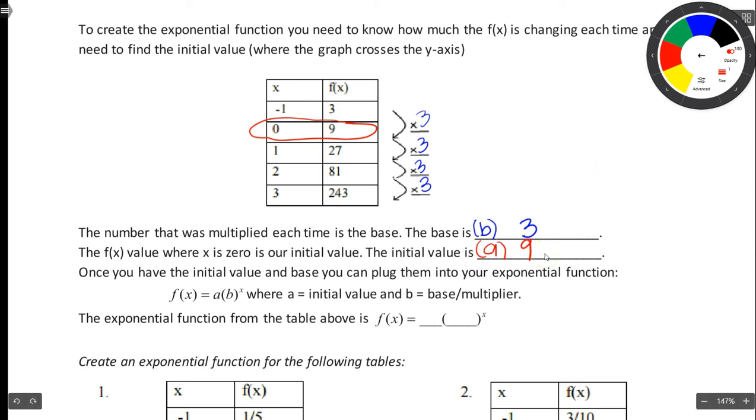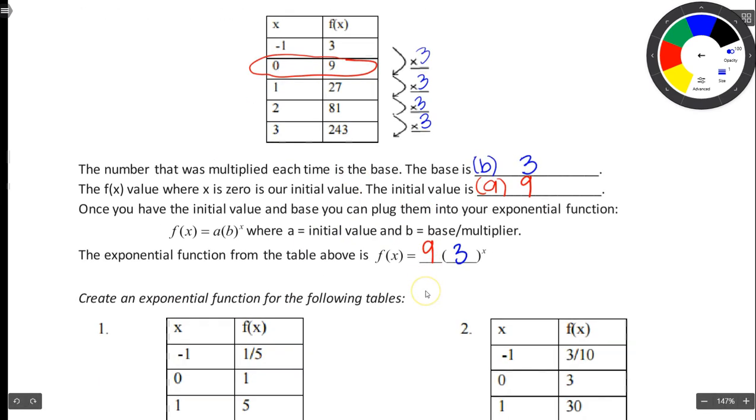Once you have your initial value and your base, you can plug them into your exponential function equation. Your general formula for an exponential is f of x equals a times b to the x power, where a is your starting value, your initial value, and b is your base or your multiplier. So the exponential function for this table would be 9 times 3 to the x power. Take it raised to the x power, not times x.